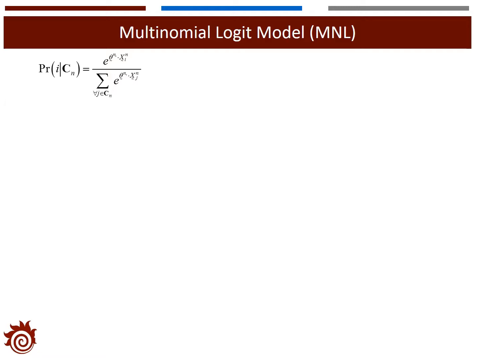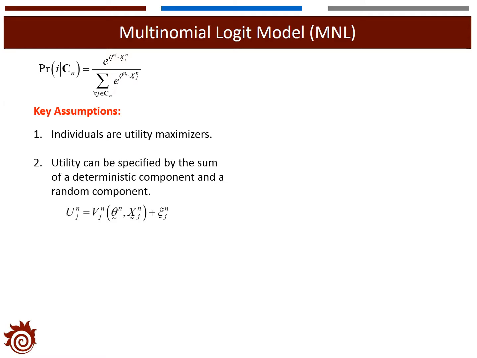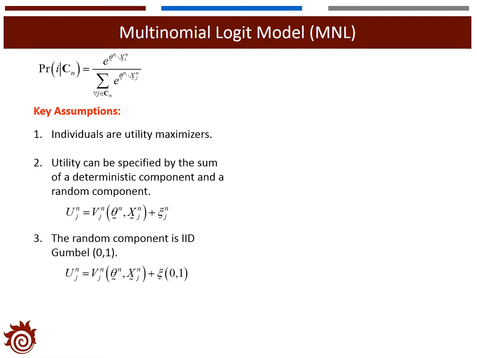And the formula here describes the probability that we're going to choose mode i from the set Cn. We have several assumptions for this equation. First, all the individuals are utility maximizers. They are trying to maximize the utility they get from the mode they choose. Second, the utility can be specified by the sum of the deterministic component and the random component. And third, the random component follows the IID Gumbel distribution, a standard Gumbel distribution with the parameters 0 and 1.